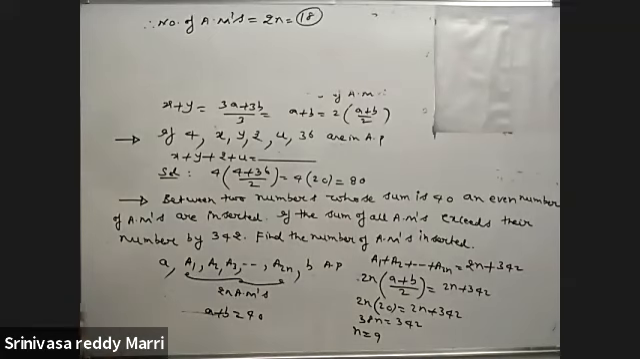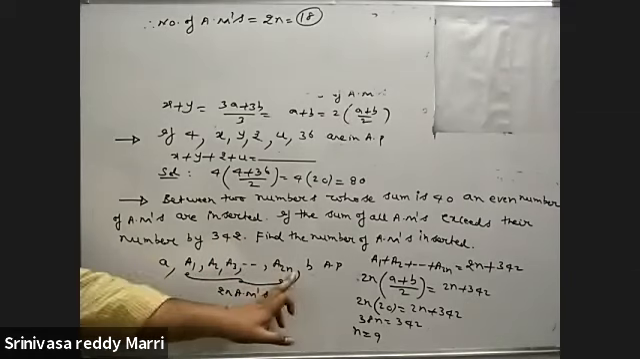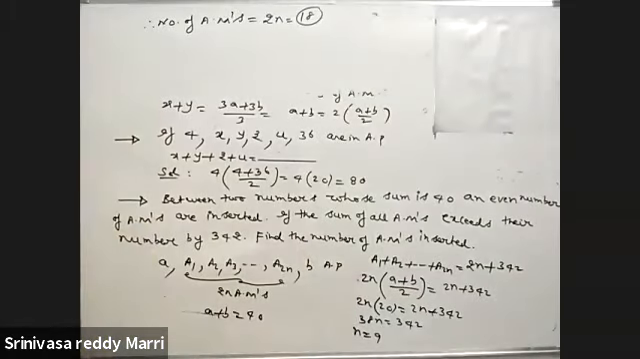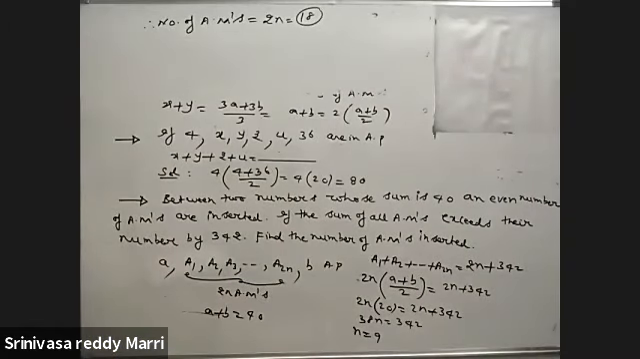2 into n. Like that, whenever numbers are inserted, if the sum is asked, you write that number into (a plus b) by 2. That is how to use the property. We will go to the next concept.